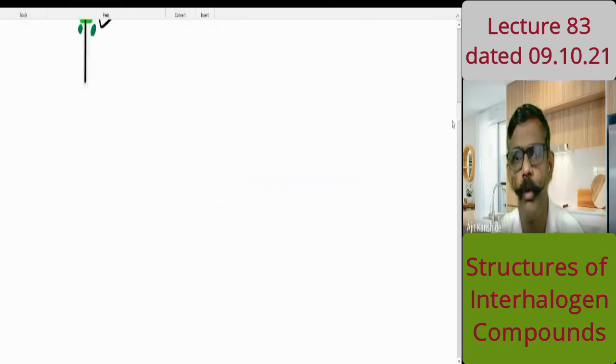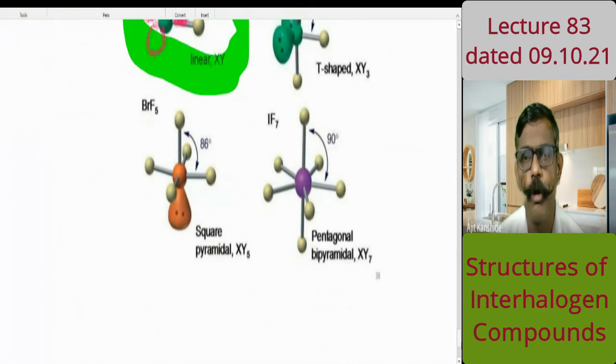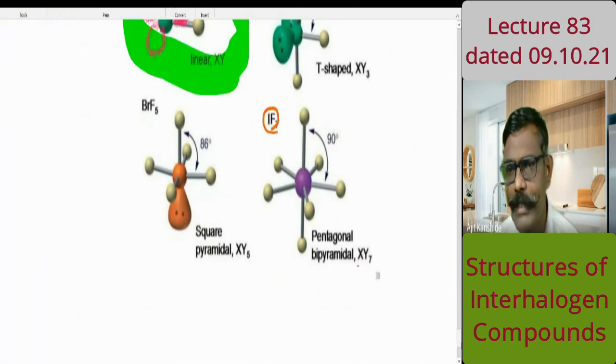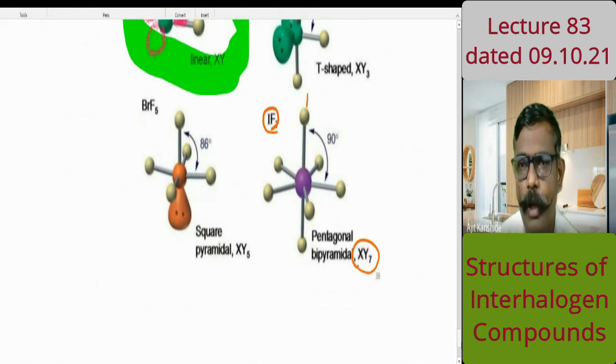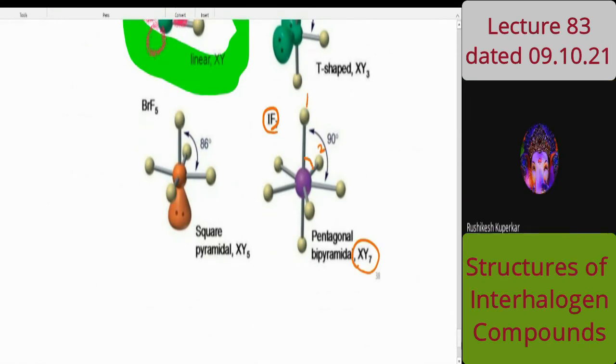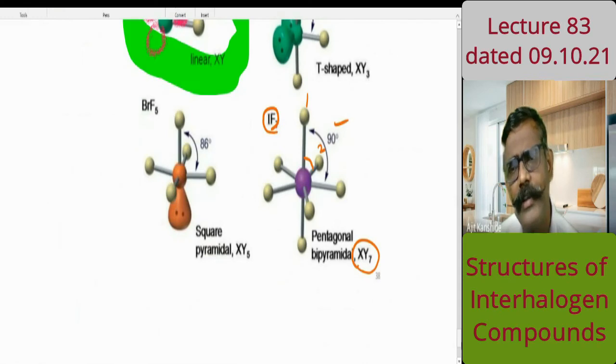Yes, sir. What's the bond angle? Here see, the bond angle is already present. The IF7 molecule they have considered. I am talking about XY7. What is the bond angle between position number 1 and position number 2? 90 degree. Right, 90 degree, other way 90 degree, all way 90 degree.